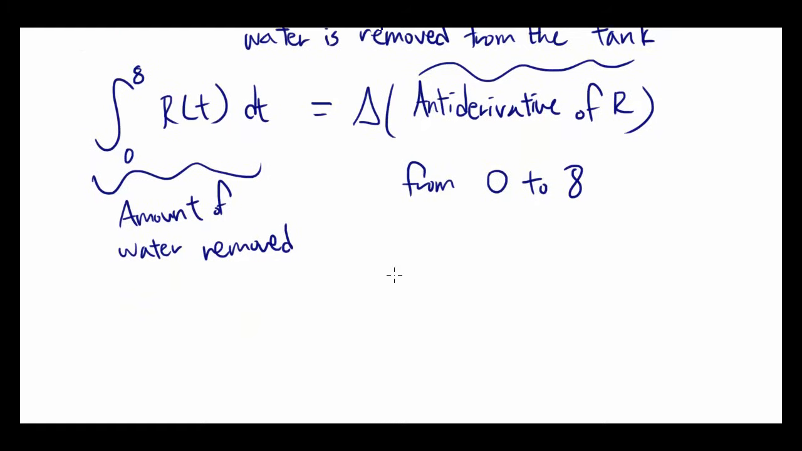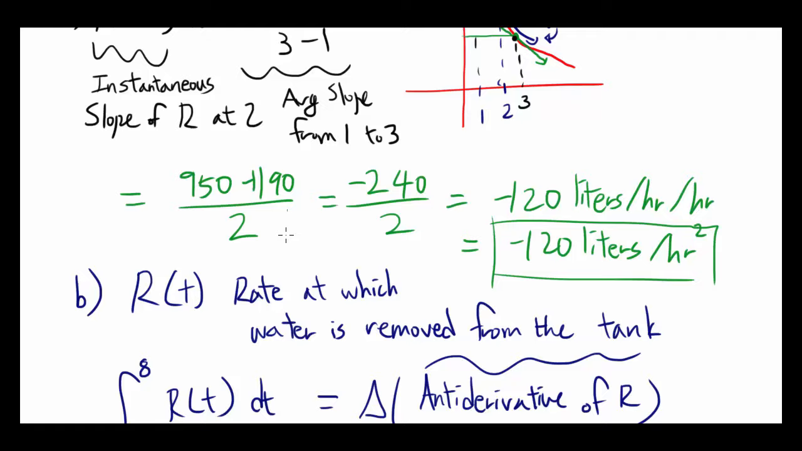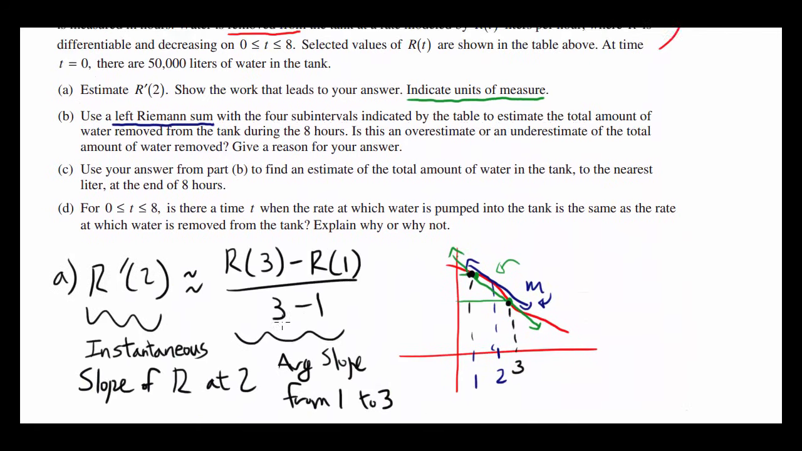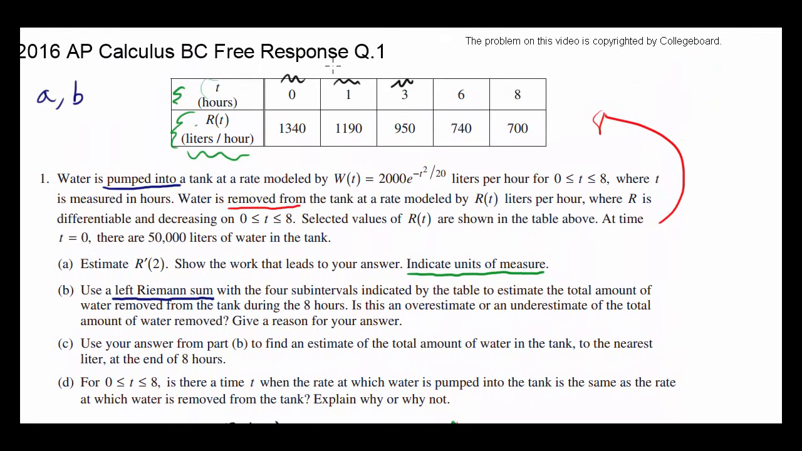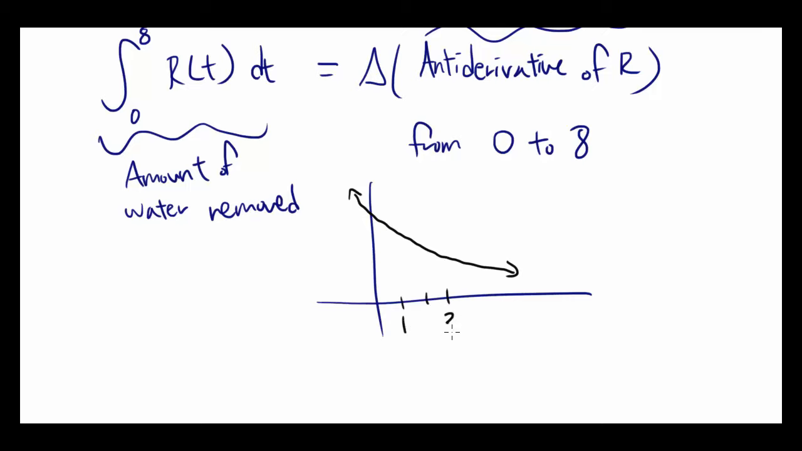Now, what's this in this case? Let's say R of t is doing something like this. We know R of t is decreasing, so we know it has to go down. And we want to approximate this using the left Riemann sum. Now we know R of t's value when time is 0, when time is 1, when time is 3, when time is 6, and when time is 8. So we know R of t's value at each of these points.